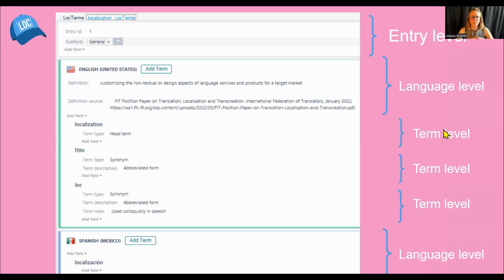Next, it's important to understand the hierarchical structure of term bases and the hierarchical relations among the data collected on terminology in term bases. Term bases, whether in Trados MultiTerm or memoQ, arrange terminological data according to the entry level, the language level, and the term level. This hierarchical structure reflects the purpose of terminology work.